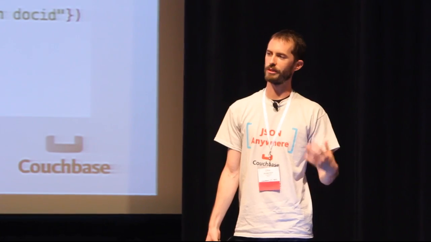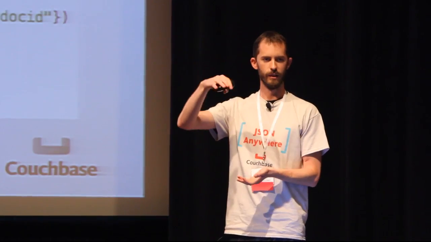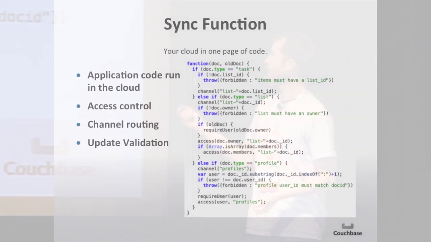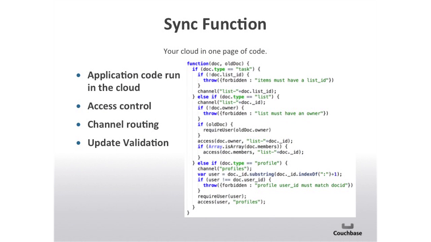In the blog post I posted this morning, I did a ballparking of what an equivalent Ruby on Rails app would be to this functionality, and it's about 200 lines of Ruby on Rails, or probably more than that if you were doing a Java app. But we're replacing it with 20 to 30 lines of sync function code that runs as part of the configuration of the sync gateway. It's how you adapt the sync gateway to your application, and this is essentially your entire cloud in this one page of code.